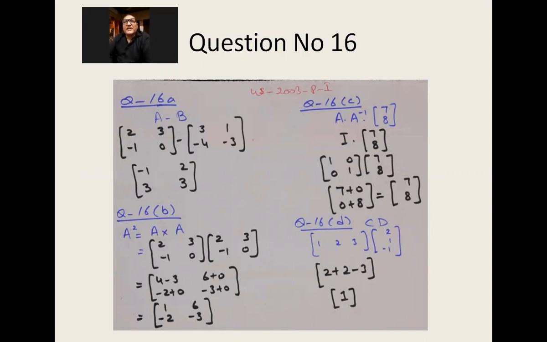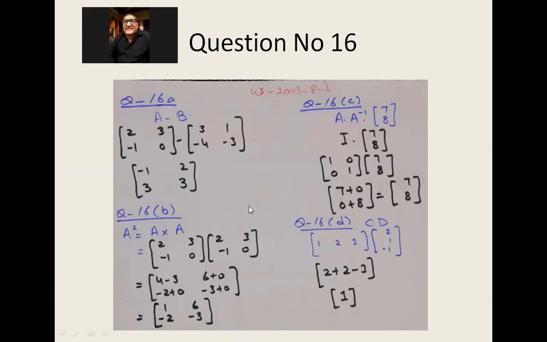We call it the multiplicative identity. If A multiplies with A inverse, the answer will be I. That's the multiplicative identity, and the multiplicative identity for the 2 by 2 matrix is 1, 0, 0, 1. If the multiplicative identity multiplies with any matrix, the answer will be the same matrix. So you can actually multiply it, and the answer will be 7, 8.